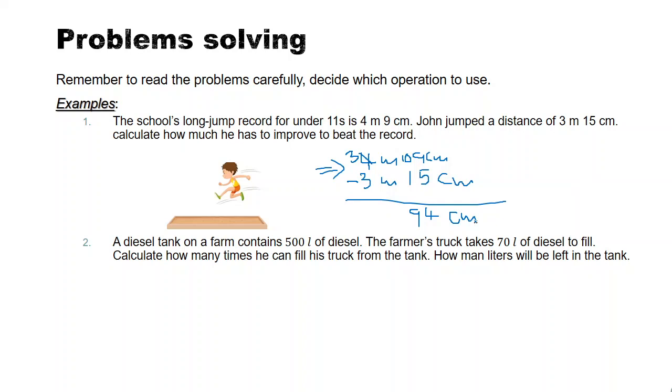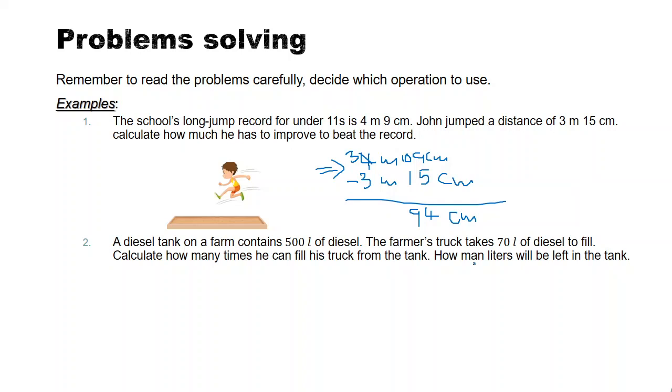Okay, then we go to number 2. It's another problem solving. It says a diesel tank on a farm contains 500 liters of diesel. The farm's truck takes 70 liters of diesel to fill. Now we need to calculate how many times the farmer can fill his truck from this 500 liter tank of diesel, and how many liters will be left in the tank.